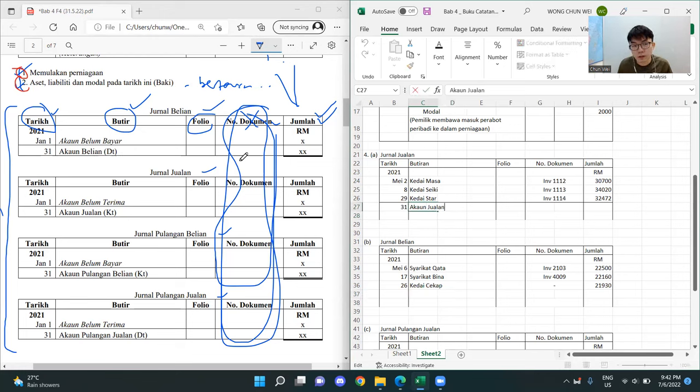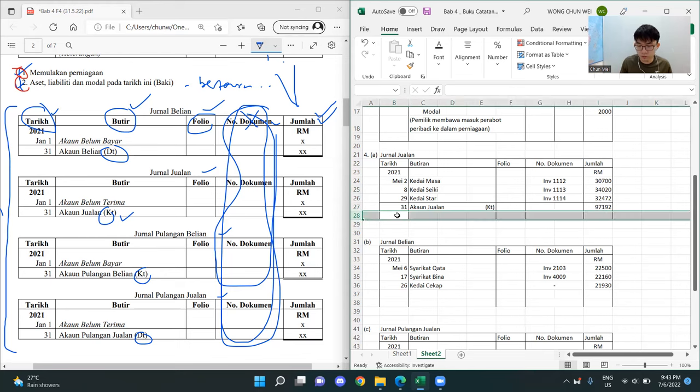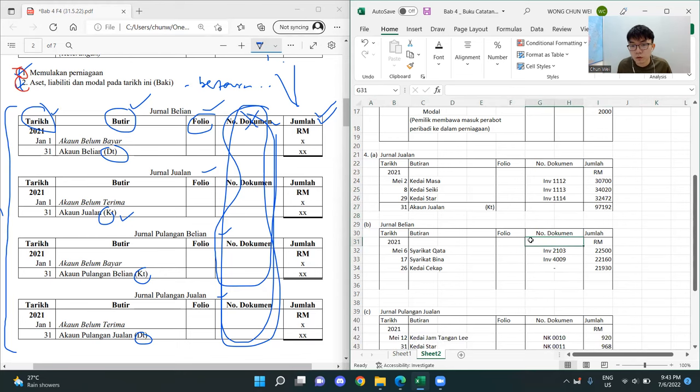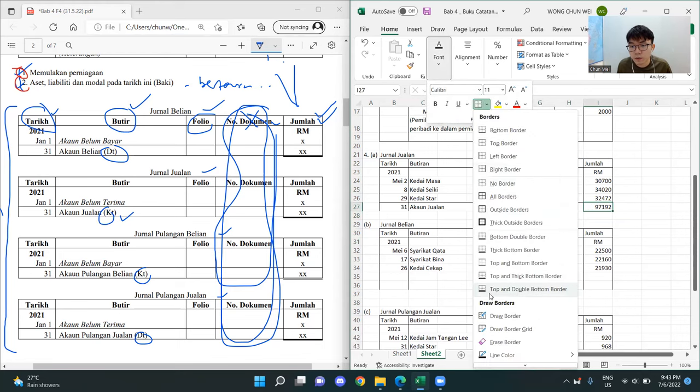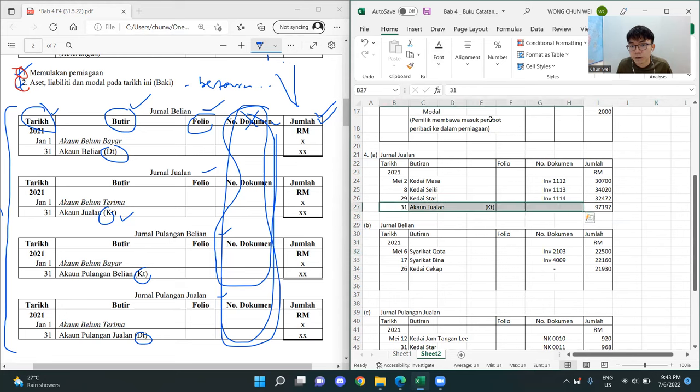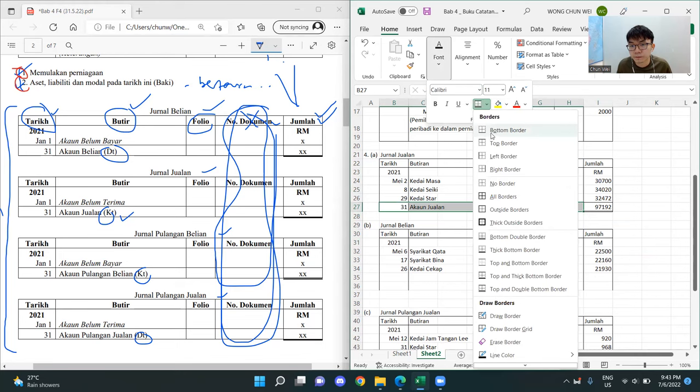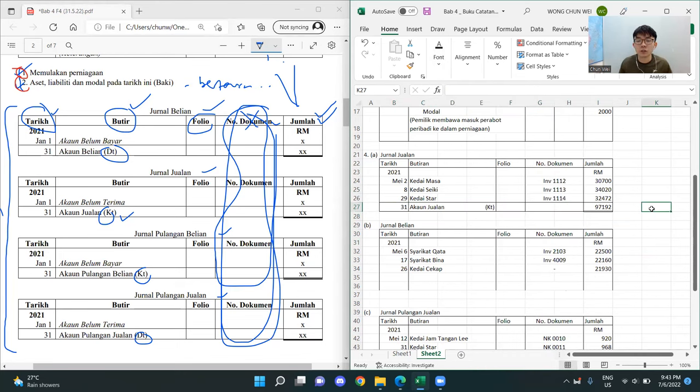Okay? And now, one thing. Can you see this thing here? So you need to write it. For jurnal jualan, this is credit. Okay, jurnal jualan will be credit. All right, then here you jumlahkan the whole thing. So you get 97,192. So here you can do a double line. So this is a completed jurnal jualan.